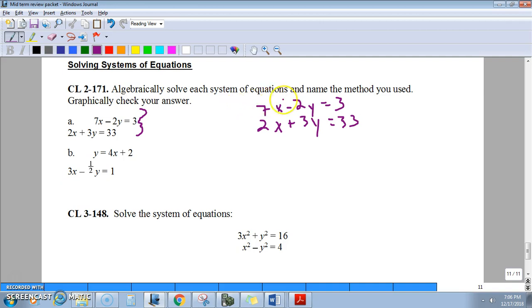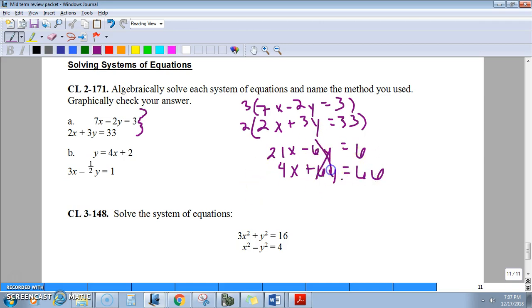So if I multiply this by 3 and this one by 2, this should work out. That gives me on the top equation 21x minus 6y equals 6. And on the bottom equation, 4x plus 6y, so there's my opposites right there, is equal to 66.